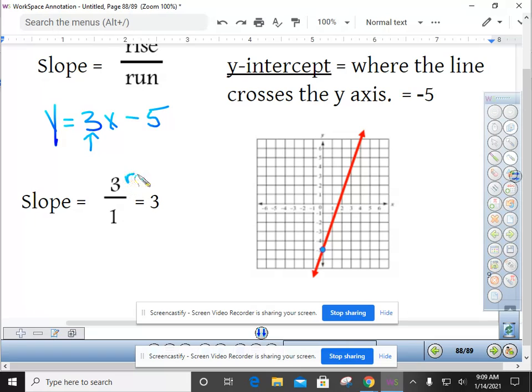So this is my rise. This is my run. I'm going to start at the y-intercept and I'm going to rise how many? 3. 1, 2, 3, and I'm going to run 1. And I'm going to put a dot right there. And then as you can see, I used a straight edge to draw the line. That's it. You just graphed y equals 3x minus 5.